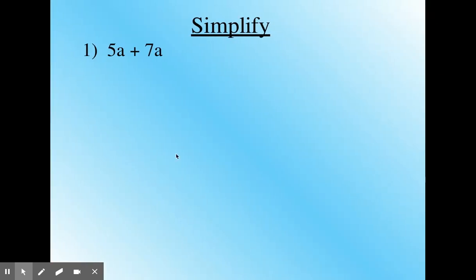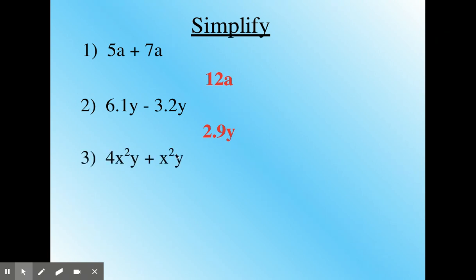All right, let's practice some simplifying. 5a plus 7a, what would that simplify to? That would be 12a. 6.1y minus 3.2y, what would that simplify to? 2.9y. 4x squared y plus x squared y, what would that simplify to? 5x squared y.